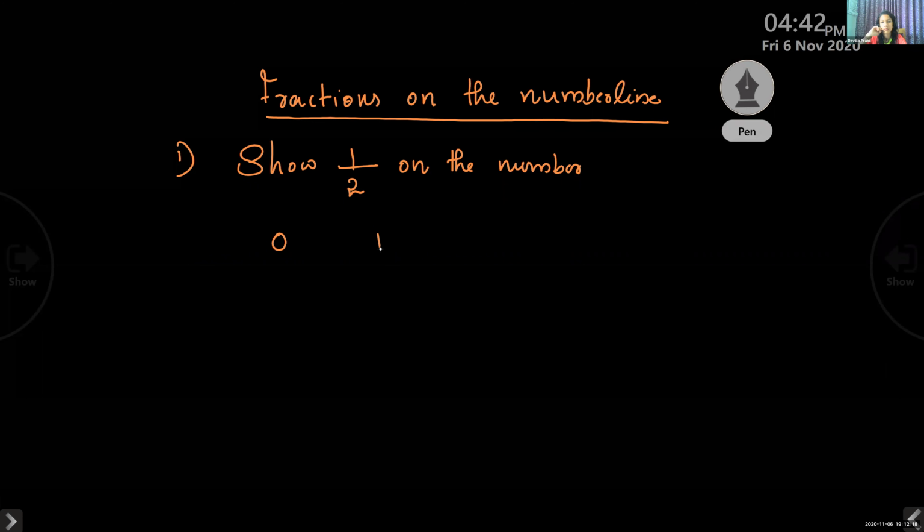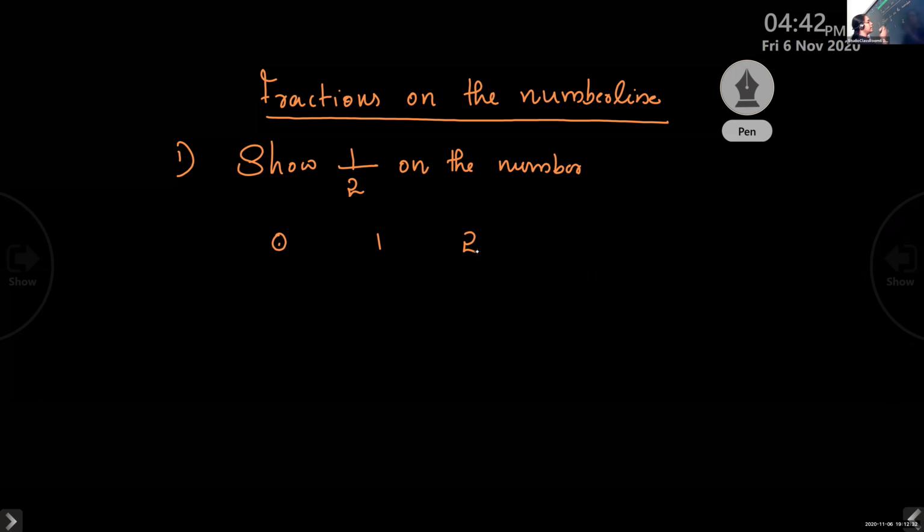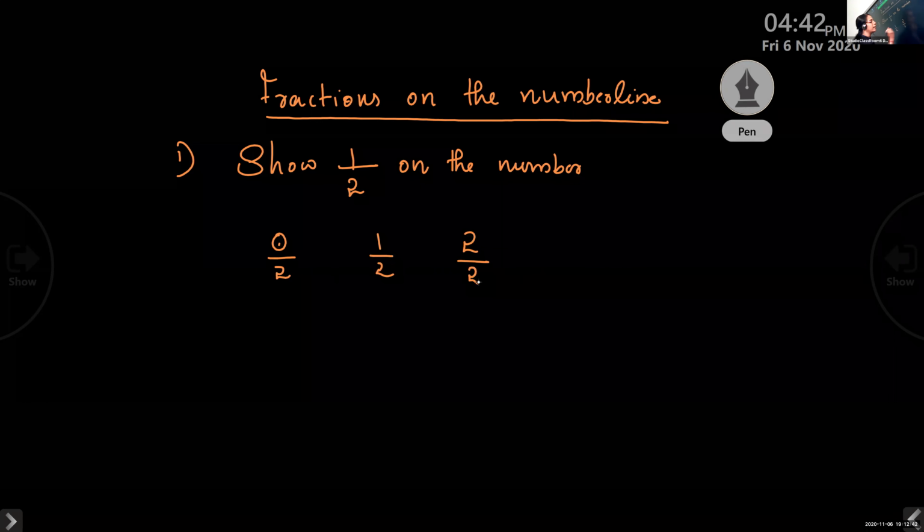Are you listening? Here the denominator is 2, right? So you write 0, 1 and 2 like this. Leave a gap. Then divided by 2, so 0 by 2, 1 by 2 and 2 by 2 you have to write. Clear?